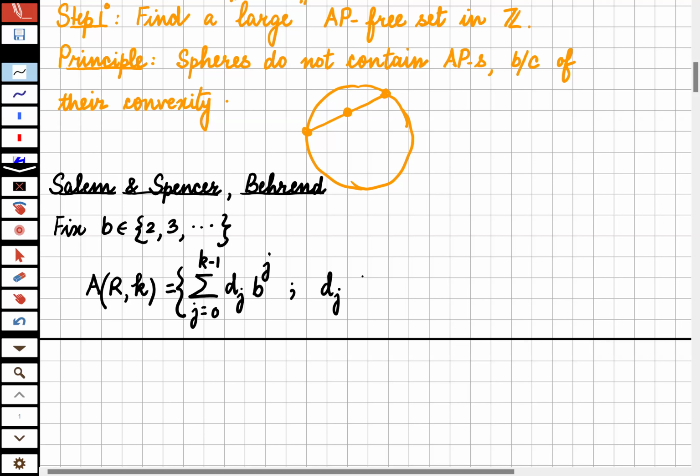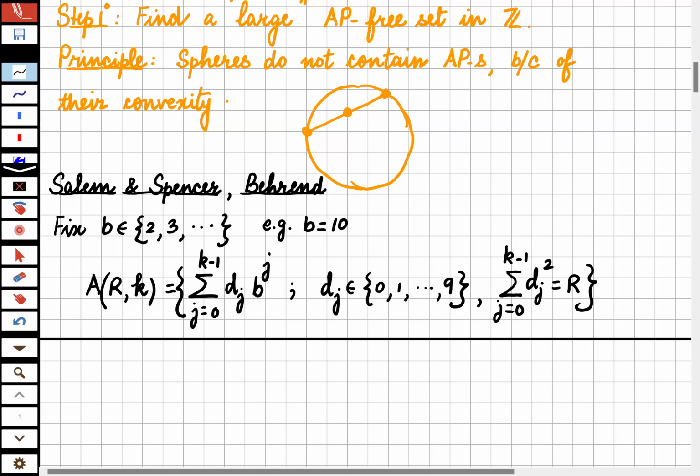Okay. The d_j's are digits to the base b. If you want to think of this as our standard integers, think of b as 10. Okay, so maybe that's the best way to go about this because this is the way we represent integers. So let's say d_j is between 0 to 9. So these are the possible digits. Okay. And how does capital R come into the picture? Well, we will only consider those d_j's for which the sum of d_j squared is equal to R. So basically, these digits lie on a sphere of radius square root of R. So this is the key piece where this connection with the spheres comes in.